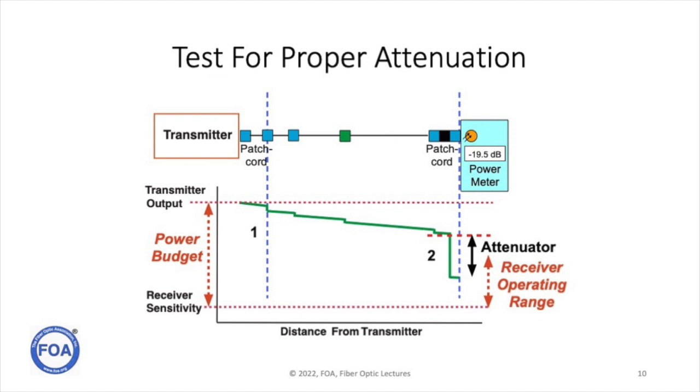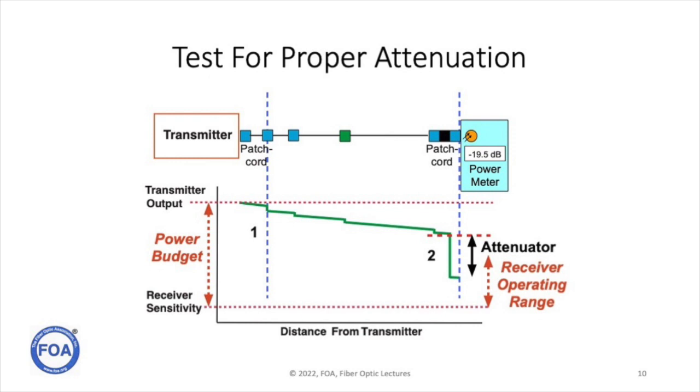Generally, when we add attenuation to a fiber optic data link, we'll test the power with a fiber optic power meter. By measuring the power after the attenuator is inserted, we can check and make sure that the attenuator reduces the optical power at the receiver to be within the receiver's operating range, preferably around the middle of it.